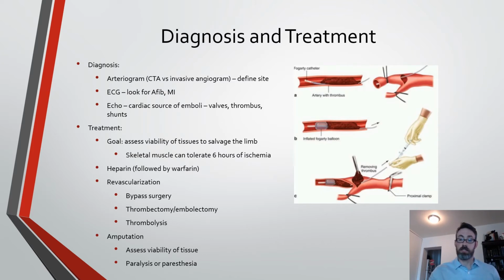In terms of the treatment, the goal is to basically assess viability of the tissue, all right, to salvage the limb. Same idea as when you want to salvage any heart tissue, all right. You don't want to undergo any risky procedure if there's nothing to salvage. So we make sure of viability of tissue. And just so we understand, this is different from heart muscle that dies very quickly. Skeletal muscle, on the other hand, can tolerate 6 hours of ischemia. So usually procedures should be done within that window.